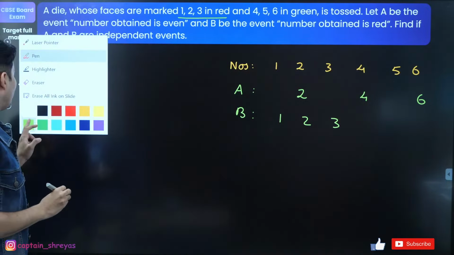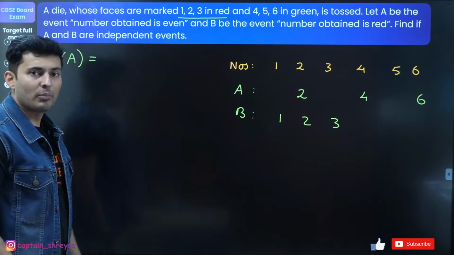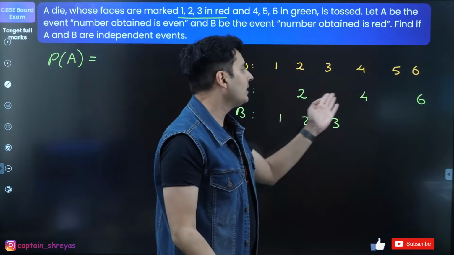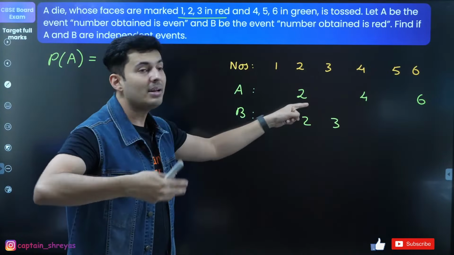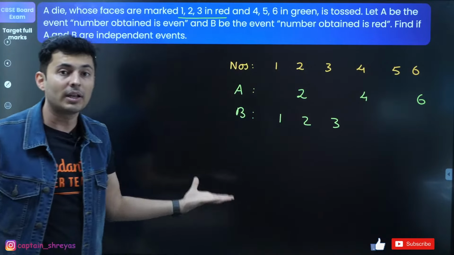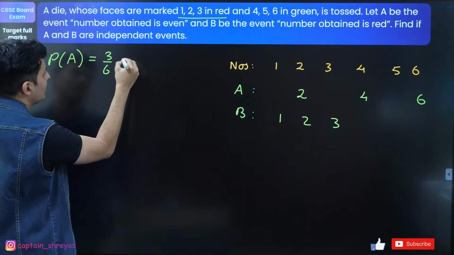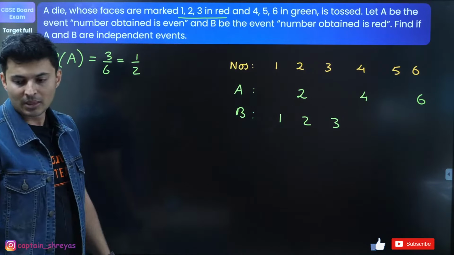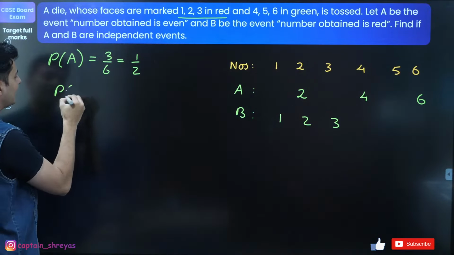So if I ask you, my dear students, what is the probability of event A? Basically, there are three ways only which you can get the event A, meaning even number, out of the total possibilities, which are 6. So basically, it is 3 by 6, which is nothing but 1 by 2. Yes or no? 1 by 2. Okay, many students have already started posting the answer. Let's see whether you guys are right or not.